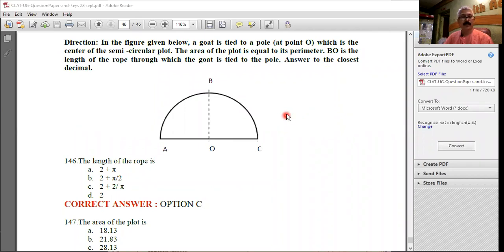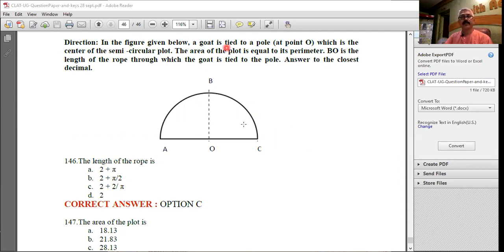So here from 146 to 150, all these 5 questions are wrong. The given answer by the CLAT consortium, 146 answer is C, wrong. 147 wrong, 148 wrong, 149 wrong, 150 wrong. All 5 questions are wrong. So I'm trying to explain you.